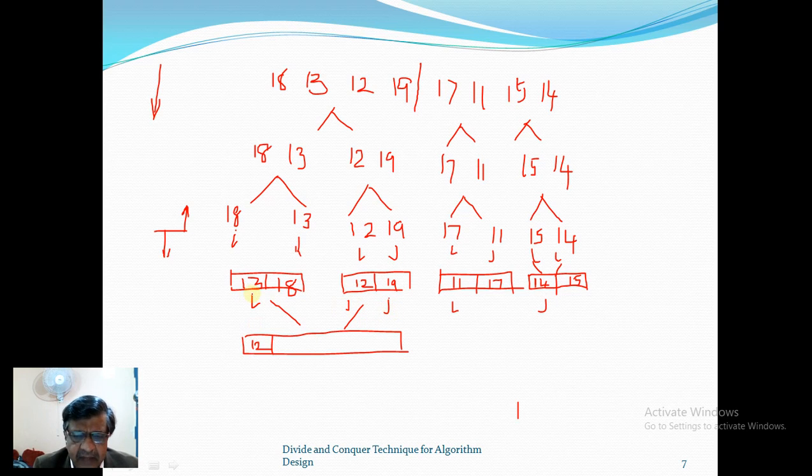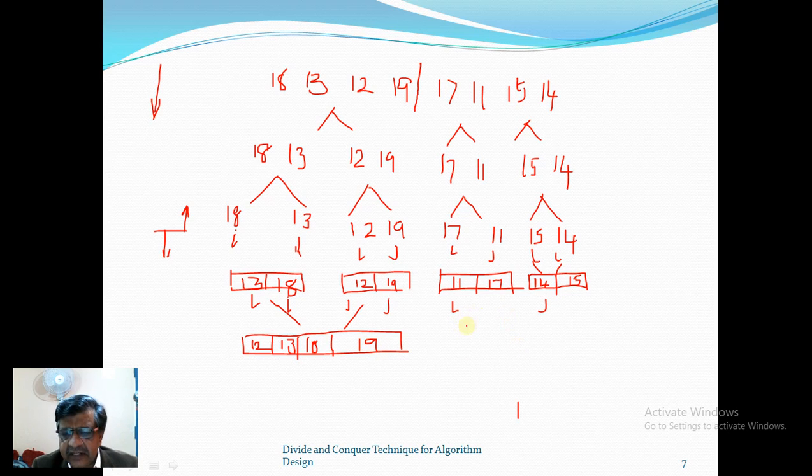Now once again comparison will start. a of i will be compared with a of j, and this a of i is lesser than a of j, therefore 13 will come over here and i will move and come and sit over here. Okay, j will be there only, standing still. So a of i is compared with a of j, and a of i is lesser than a of j, therefore 18 will come over here and 19, and whatever remains in the other array will be poured over here.